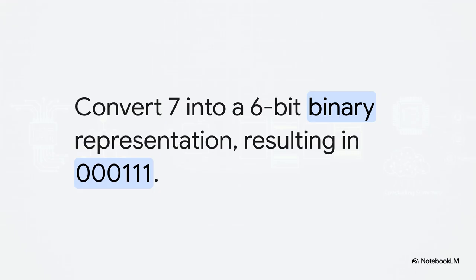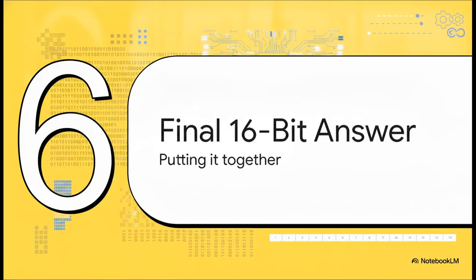We need a 6-bit exponent. So we just convert that decimal value of 7 into a 6-bit binary representation. The number 7 is just a 4 plus a 2 plus a 1. So in binary, that's simply 111. To make it fit our 6-bit requirement, we just pad it out with some leading zeros. And that gives us our final exponent piece, 000111. And finally, step 6, the final 16-bit answer.